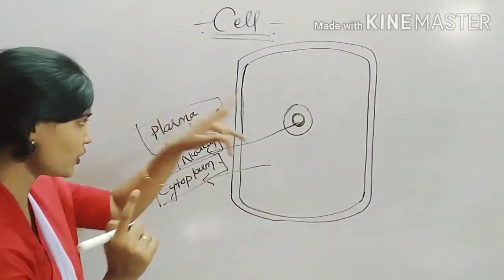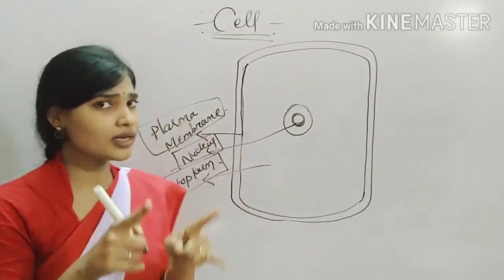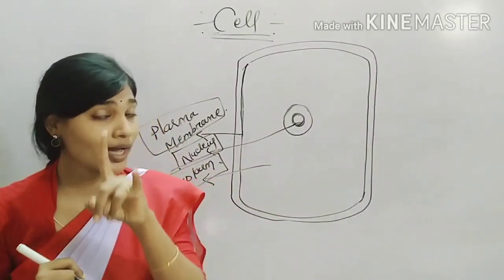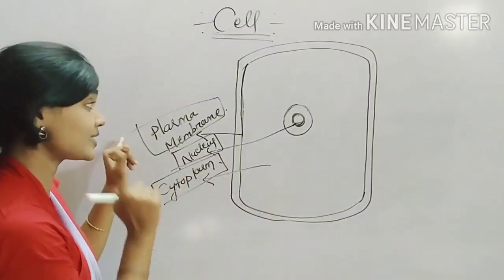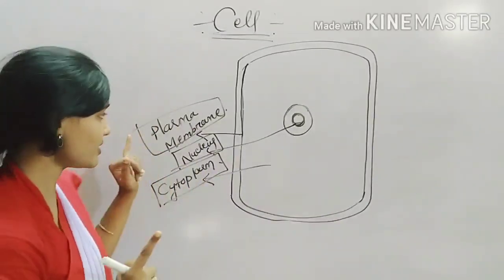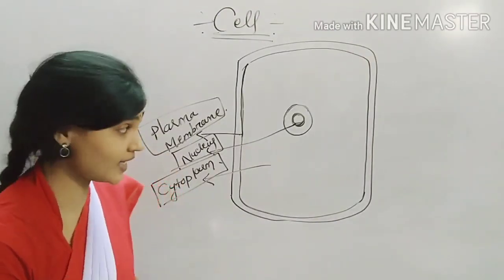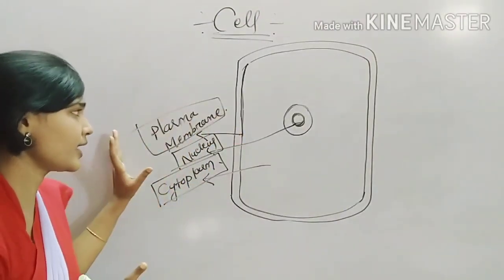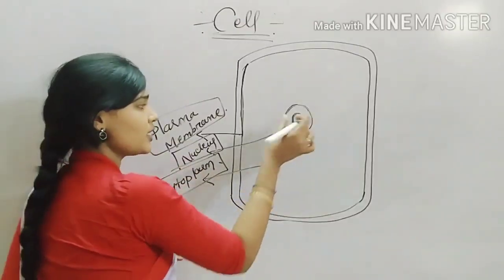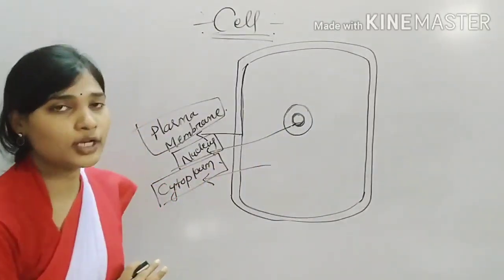And also, what is the another name of plasma membrane? The another name of plasma membrane is the cell membrane. And in the cell membrane, the nucleus and the cytoplasm are enclosed.